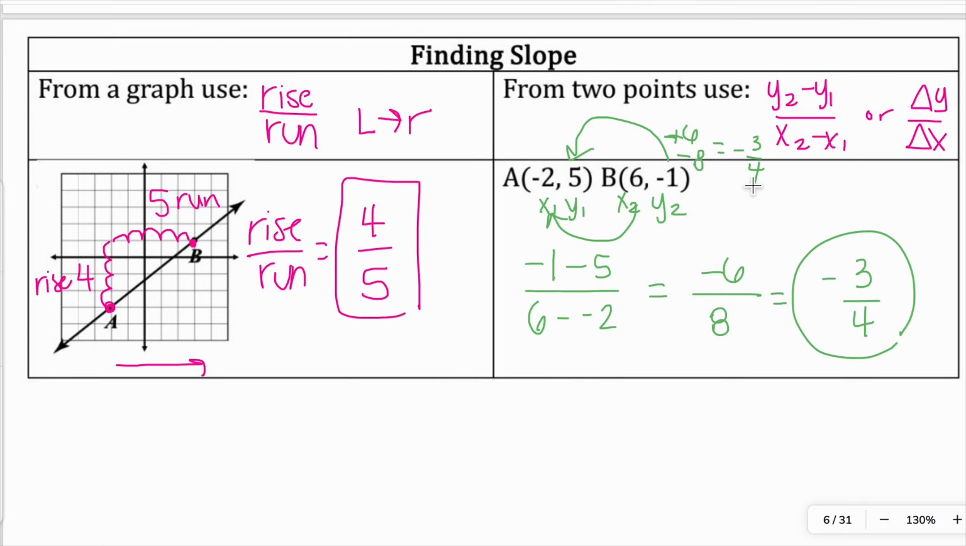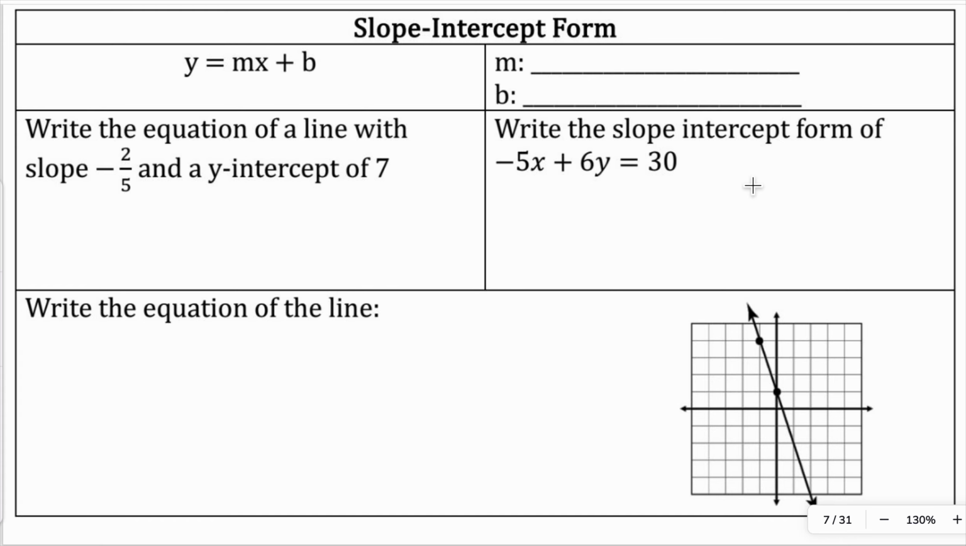Now we're going to move on to slope-intercept form. In the format y is equal to mx plus b, m always represents your slope, so this is where your slope would go, right next to the letter x, and b is going to be your y-intercept. So b is always at the end for your y-intercept. Y and x are just placeholders. Slope is always connected to the x. So if I were to write the equation of a line with slope of negative 2/5 and a y-intercept of 7, I would just plug those in here.